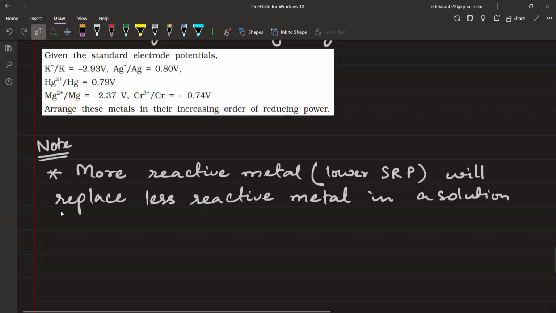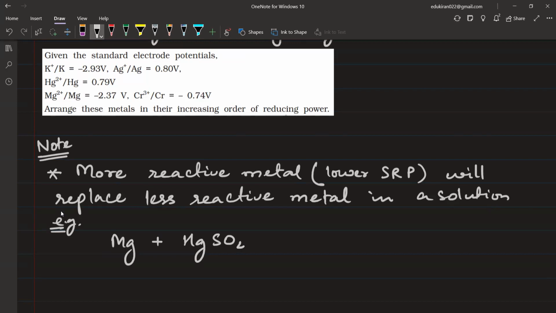Okay. For example, if I talk about Mg and Hg, है ना? So I can say that Mg plus HgSO4 अगर हम लेंगे, then in that case, what is going to happen? Mg is going to replace Hg. You will get MgSO4, and Hg will be unreacted.